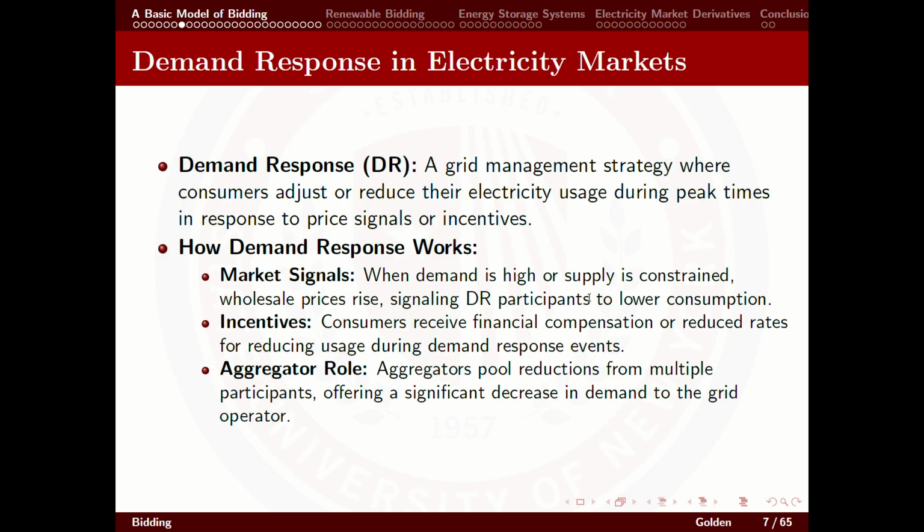Another participant in electricity markets is demand response. We talked about this a little bit during our commodity market derivatives discussion on microstructure and regulation. Demand response is a grid management strategy where consumers adjust or reduce electricity usage during peak times in response to price signals or incentives. Basically, the idea is that a 1 megawatt decrease in demand is equal to a 1 megawatt increase in supply. So we're going to compensate decreases in demand from large actors as if they increase supply.